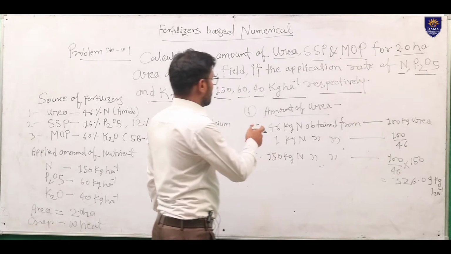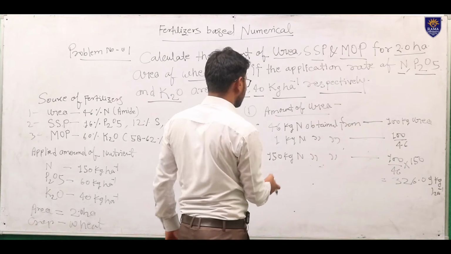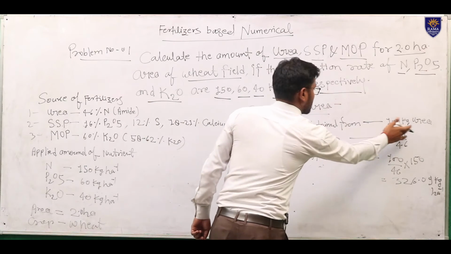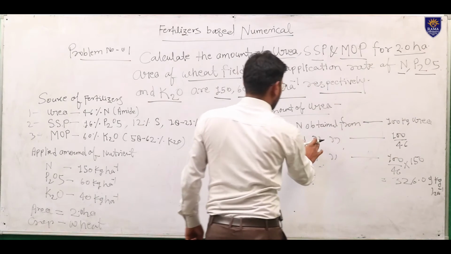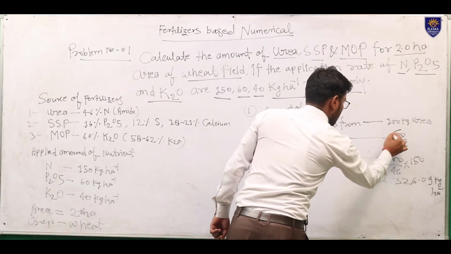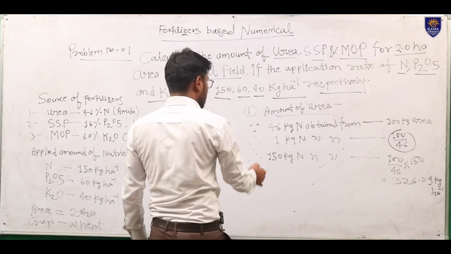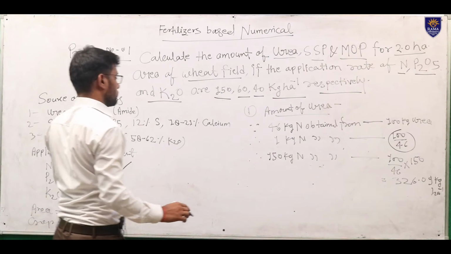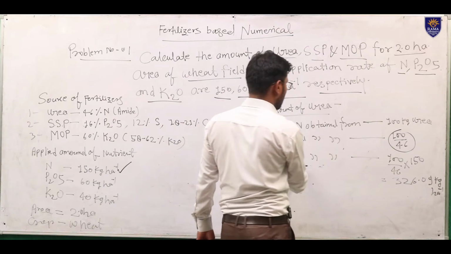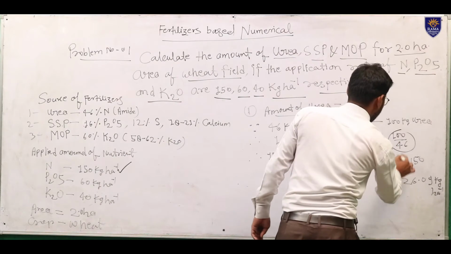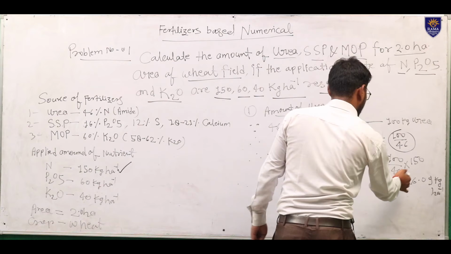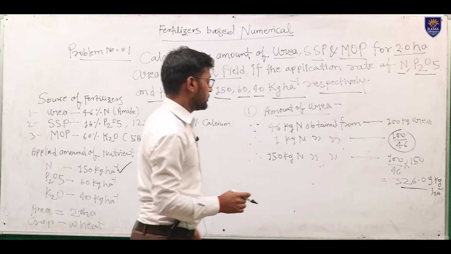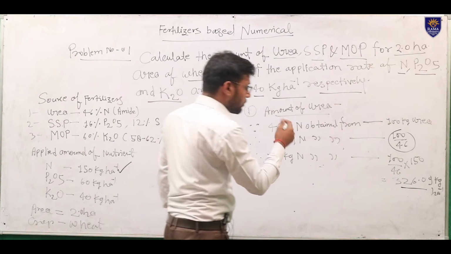So firstly we calculate the amount of urea. We know that 46 kg nitrogen is obtained from 100 kg urea. So 1 kg nitrogen is obtained from 100 divided by 46, and now we want to apply 150 kg nitrogen. So 150 kg nitrogen is obtained from 100 into 150 divided by 46, and finally we get 326.09 kg urea for 1 hectare.